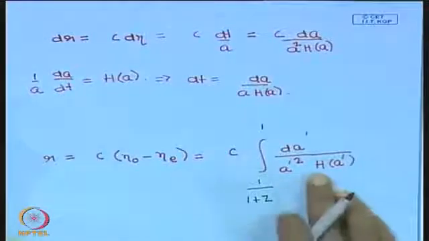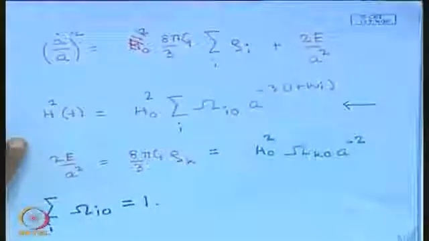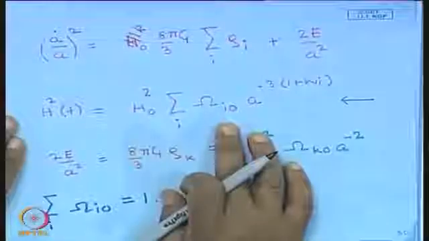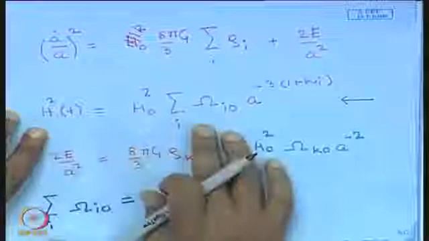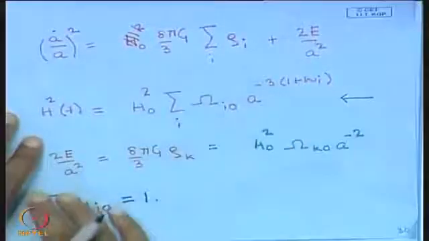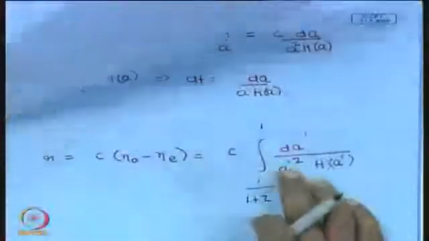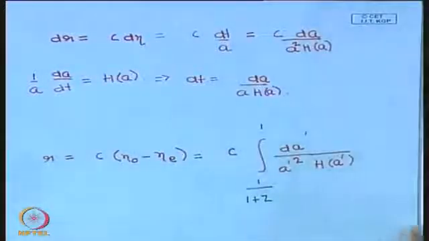How do you determine H of A? That we have already worked out from the dynamics of the expanding universe. You have to use this expression to determine H of A. So, H of A is determined by the dynamics of the universe. You have to use this to determine the co-moving distance to any galaxy observed at a redshift Z. Okay.